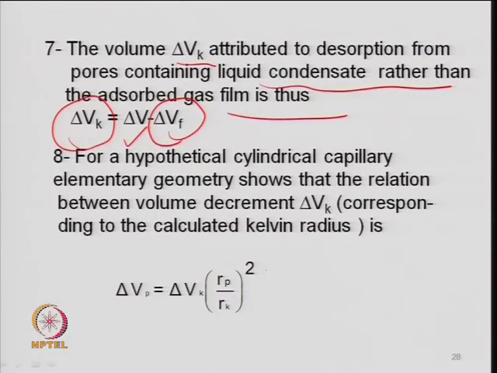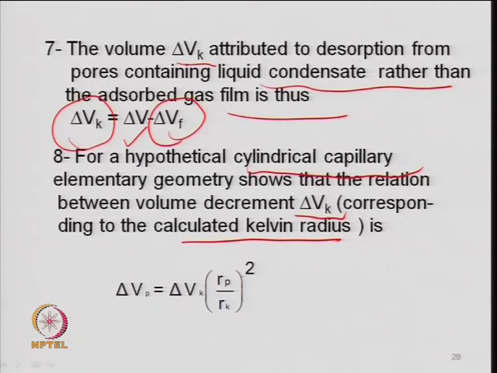So, you know this relationship, as I said here, pi r square. For a hypothetical cylindrical capillary, elementary geometry shows that the relationship between the volume decrement delta V k corresponding to the Kelvin radius is related to this. So, delta V p divided by delta V k is equal to R p divided by R k, whole square. So, pi r k square L is the volume of the Kelvin radius pore and pi r p square L is the volume of the total pore. So, you can find out the change in volumes of the pore, that is total pore volume divided by the Kelvin radius pore volume, and that is related to the radius of the pore and the Kelvin radius.